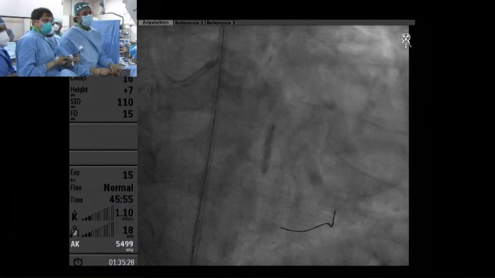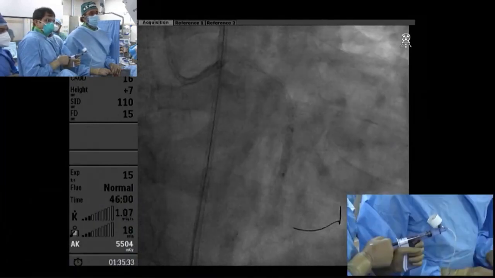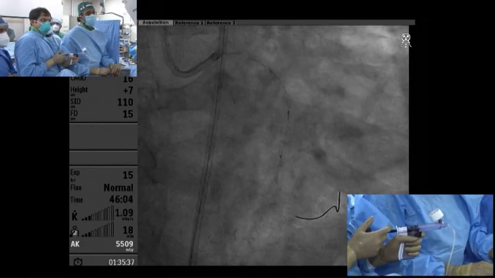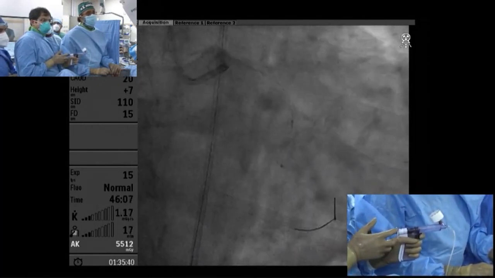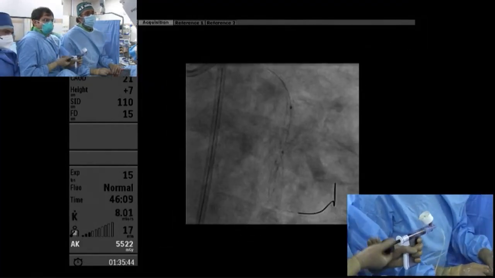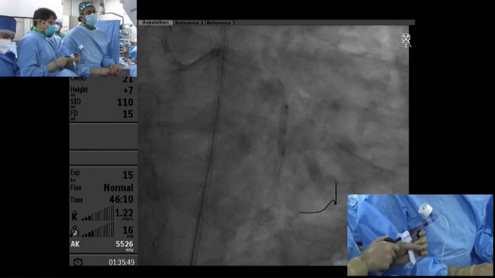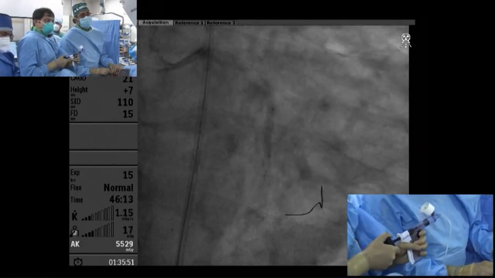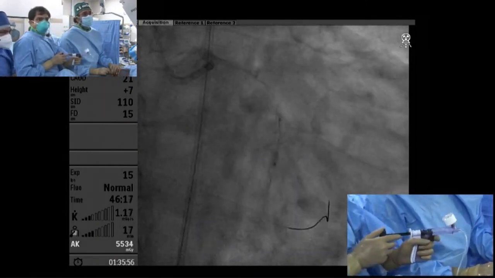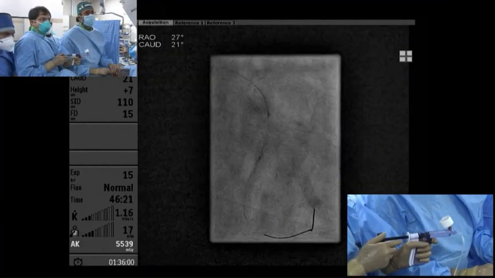Dr. Hiremath, which wire finally did you use for the successful crossing? This is Runthrough Hypercoat. Oh, nice. Really very good. Boost or Fielder. Runthrough has become the most workhorse wire in most of the labs today, it looks like. High-quality wire, definitely. Quite a good wire. I need one more Boost. Okay, Boost. Ready?